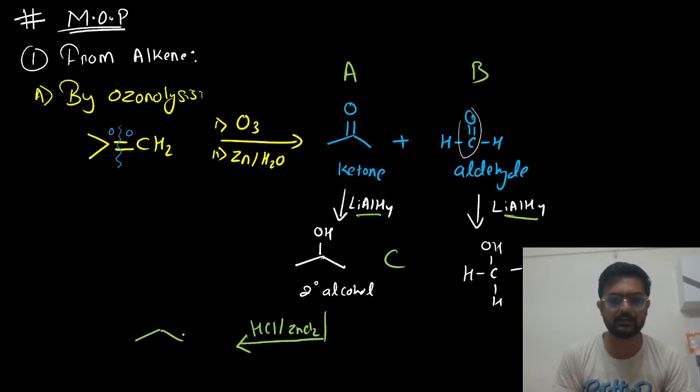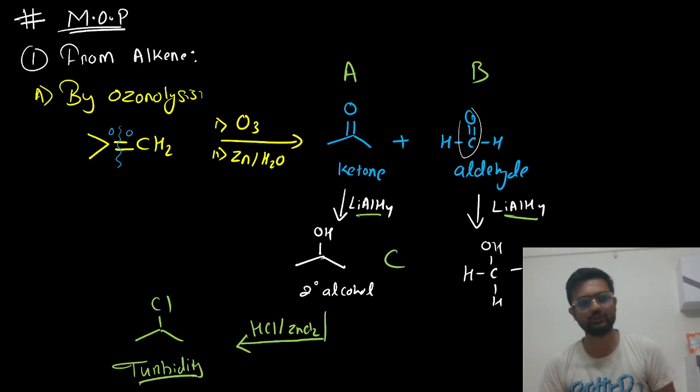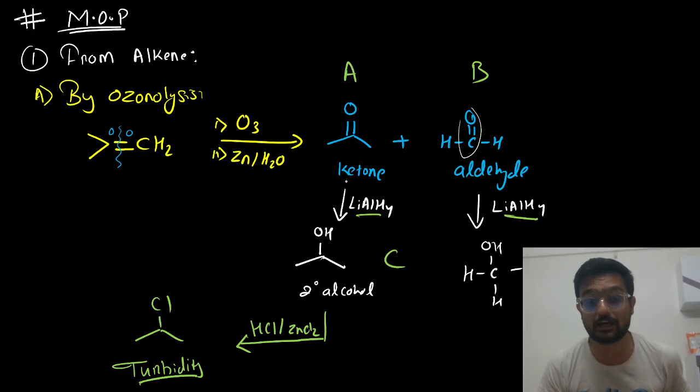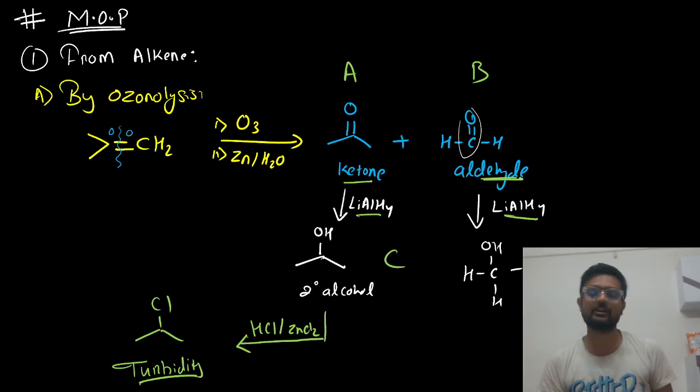So what will happen here? The product will become the chloride and it will give turbidity. So in this way I can differentiate also. So this is one of the methods to prepare aldehydes and ketones, carbonyl compounds. Look, from here, ketone also, I got the aldehyde.